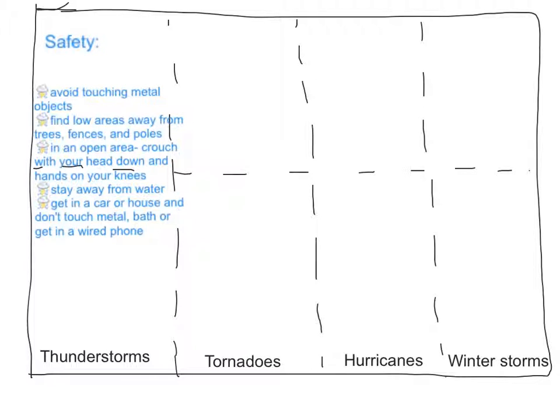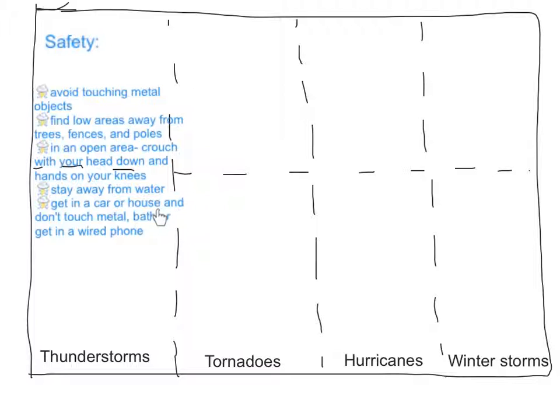Okay, so for thunderstorms, we're going to do several things in regards to safety. We're going to avoid touching metal objects. We're going to find low areas away from trees, fences, and poles so that we're not the tallest thing in the area. If you're in an open area, crouch with your head down and hands on your knees. Stay away from water because water is an excellent conductor of electricity.